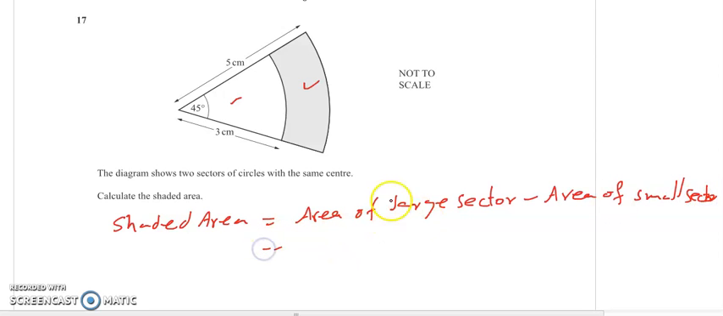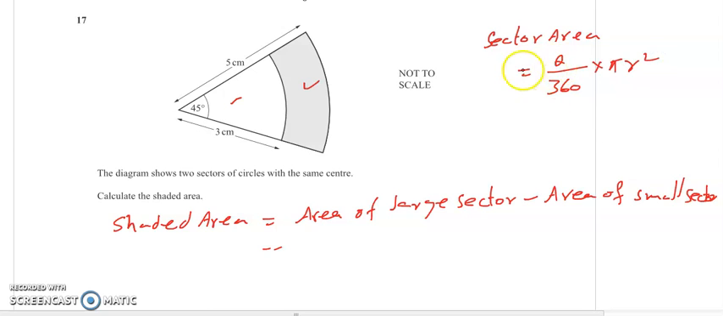So what is the area of the large sector? The large sector has an angle of 45. If you don't know the sector area formula, it is theta over 360 into pi r squared. That is the formula for the sector area.